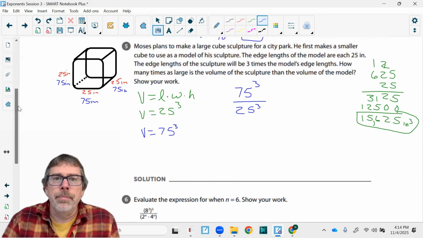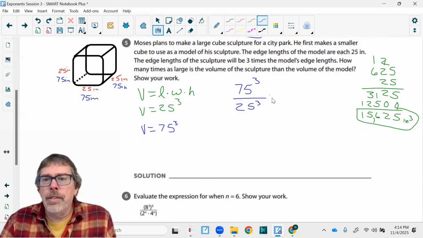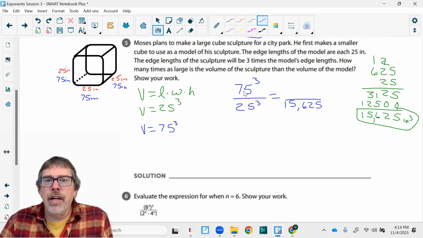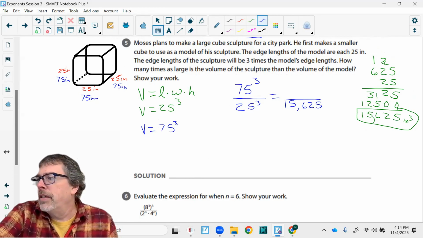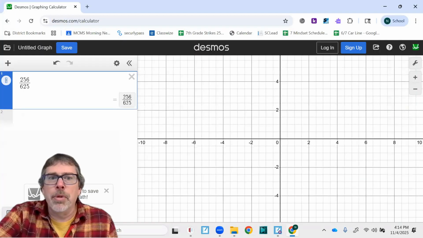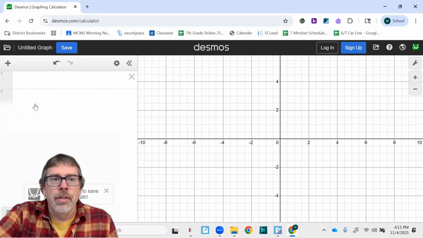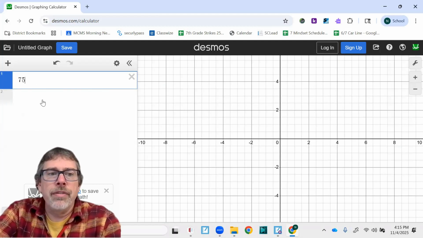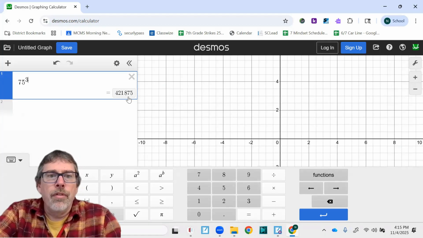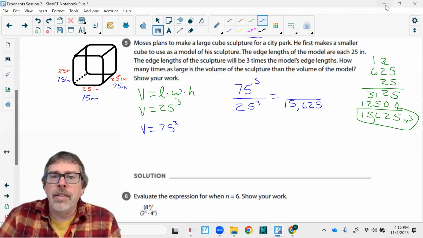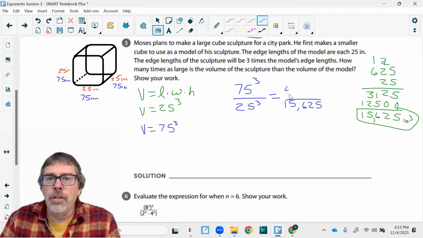Okay. So this is 15,625. And just to save time, I'm going to take the cube of 75. Let me go back and get my Desmos back. And I'm going to do 75 cubed. 421,875.